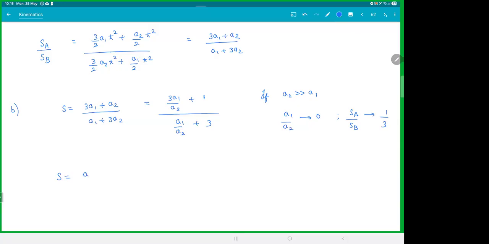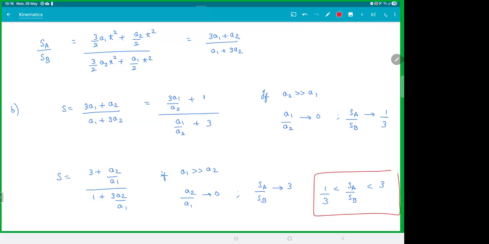Similarly, I can do the same thing. This time divide by A1. So this is A2 by A1, and you play the same game. This time you say A1 is much, much greater than A2. Then A2 by A1 will tend to 0. Then SA by SB will tend to 3. That means again, no matter what value you take, you cannot exceed 3. That means this ratio SA by SB will always lie between 3 and 1 by 3. That's your range.